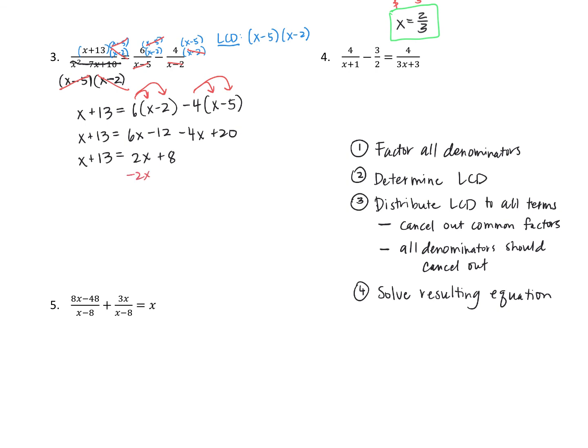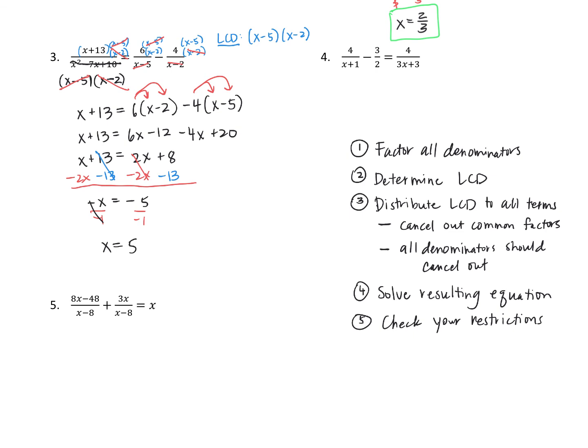So I'm just going to move all my x's to the left and my constants to the right. So subtract 2x from both sides, subtract 13 from both sides. So that'll leave me negative x equals negative 5. Divide both sides by negative 1. That will give me x equals 5. Don't forget to check your restrictions. So that is the last step. Check your restrictions.